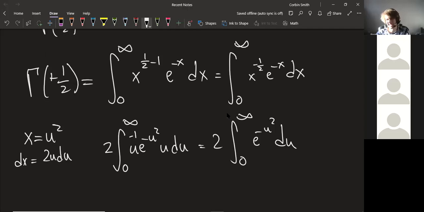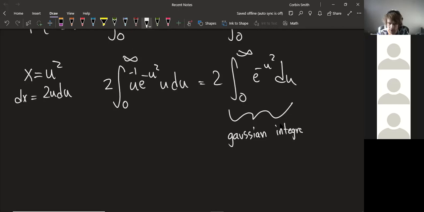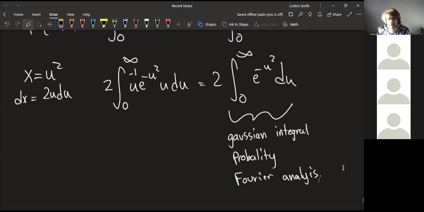All right, if you had a little more experience with calculus, you would look at this thing and throw your hands up and say, Corbin, why did you make this a harder integral? This is known as the Gaussian integral, and it comes up a lot, notably in probability and Fourier analysis.